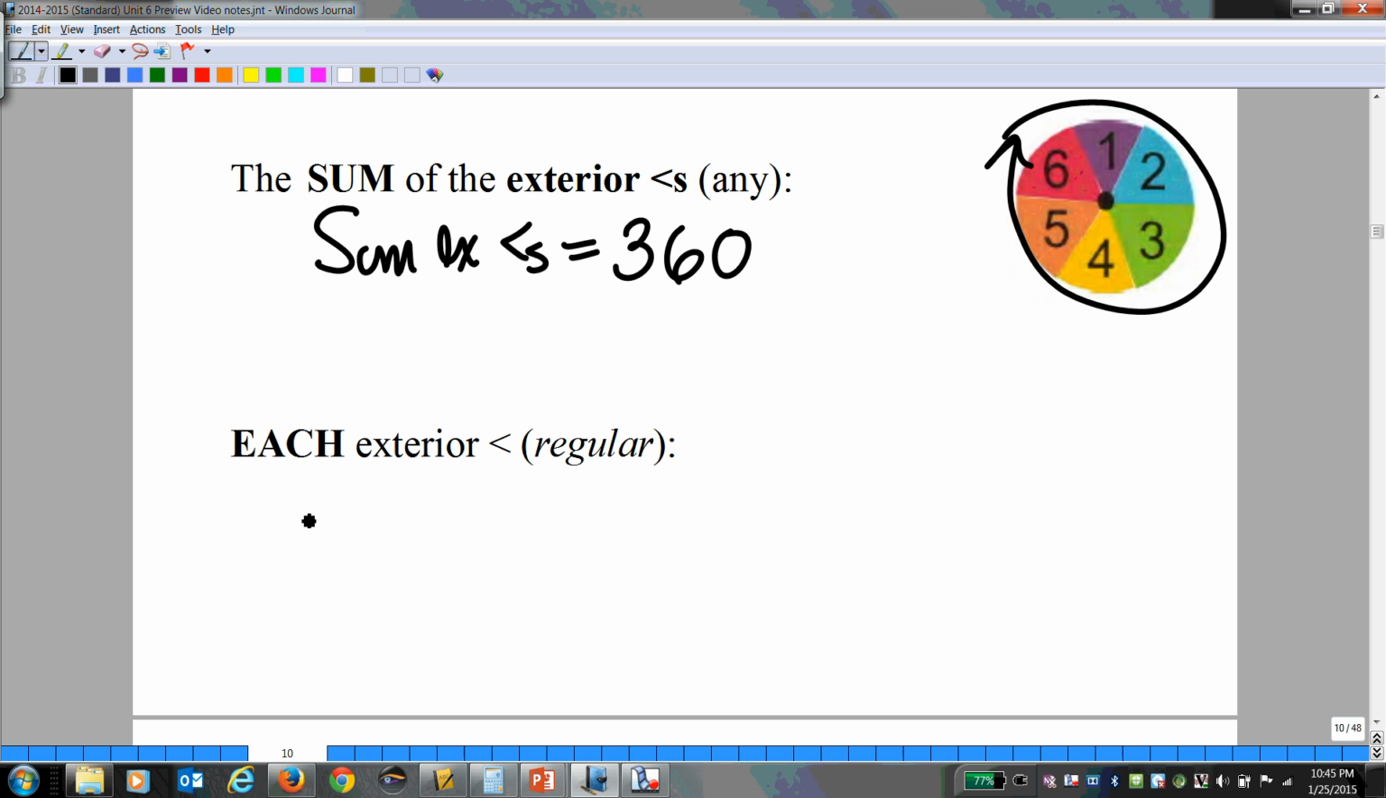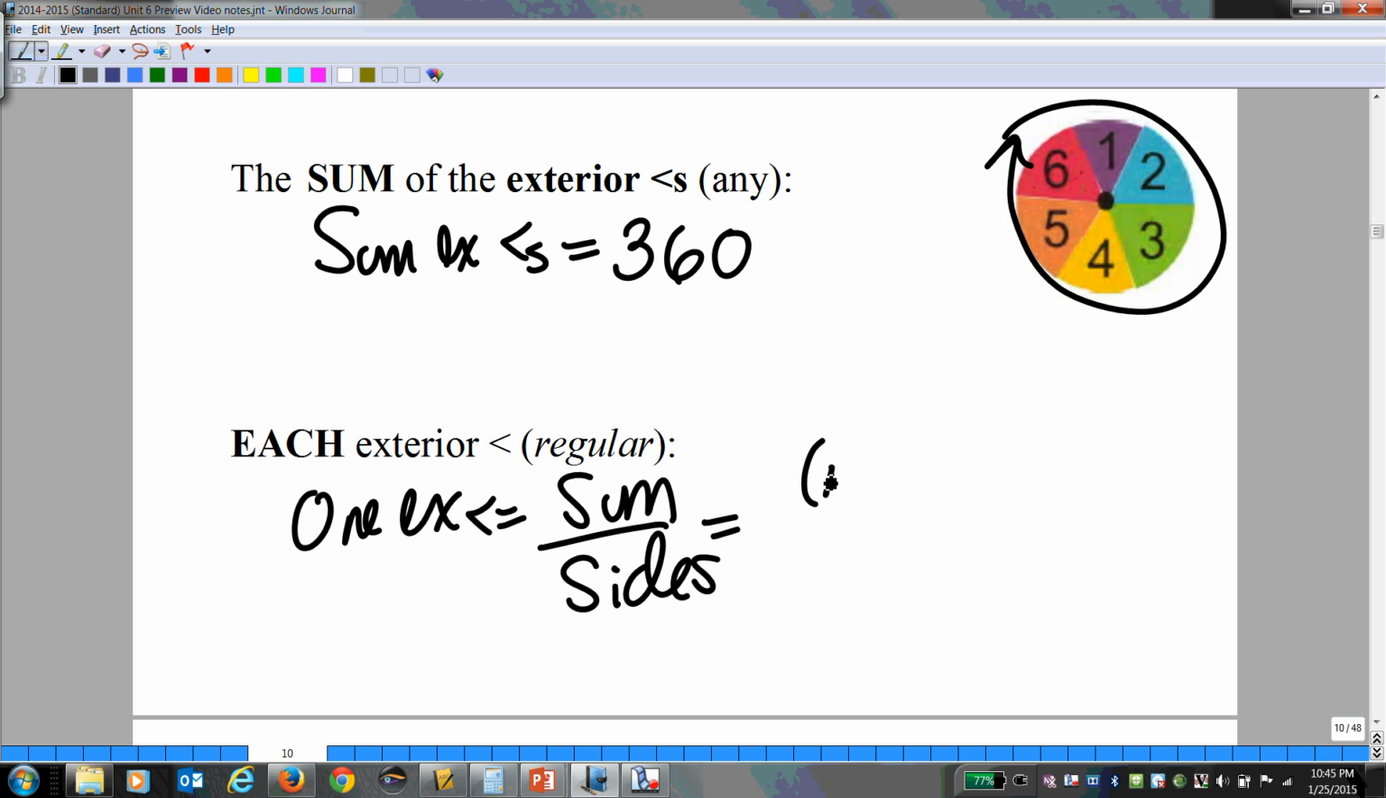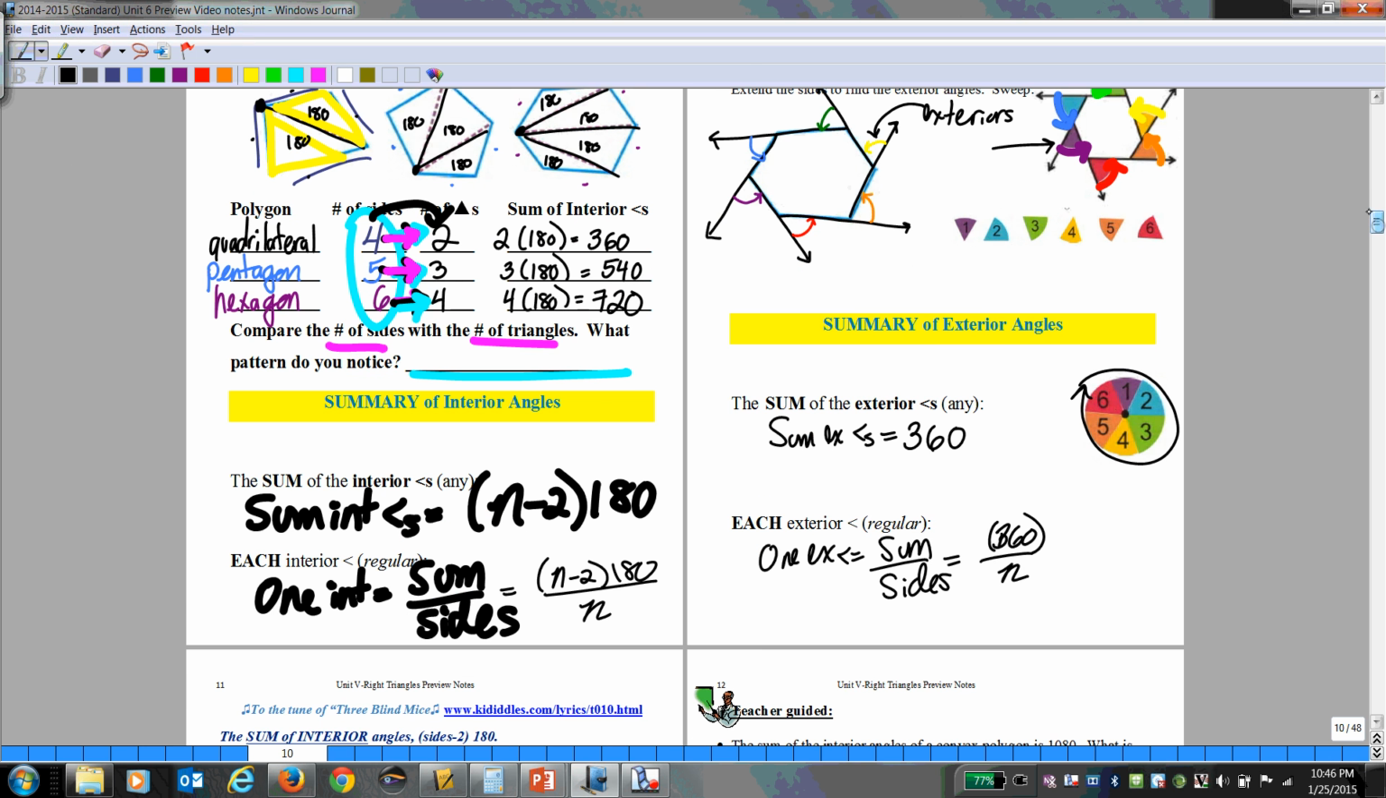And if it's regular, for one exterior angle, that's sum over sides. That's going to be 360 divided by n. That's for a single exterior angle. Now, this seems like a lot of equations, but let's recap what we have. The sum of the interior angles is sides minus 2 times 180. To get a single one, it's sum over sides, and your sum is n minus 2 times 180 over the sides, which is n. For exterior, the sum always adds up to 360. For a single one, it's also sum over sides, but your sum this time is 360 over n.